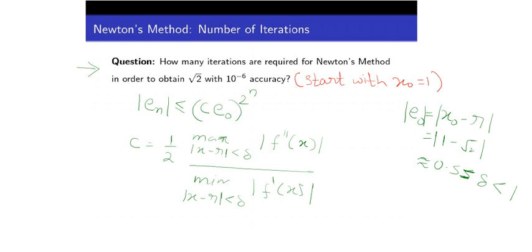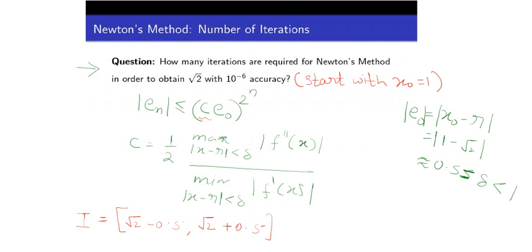Here r is root 2. If I wish to define the interval I where we are looking for root 2, it is root 2 minus 0.5 to root 2 plus 0.5. That is our interval I. Now you have the mod E naught value, that is 0.5. So you need to determine the value of C.